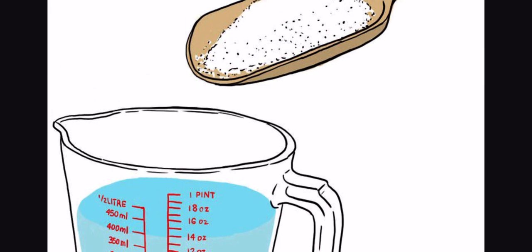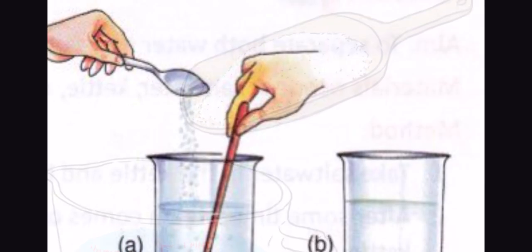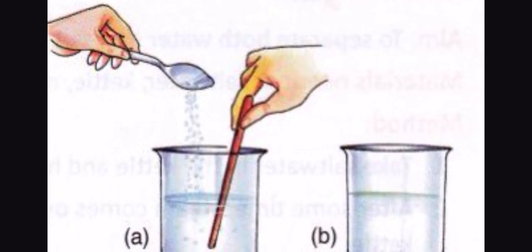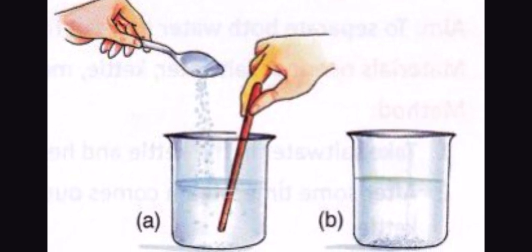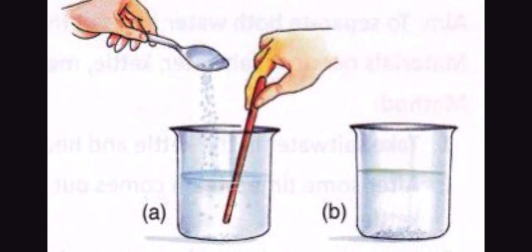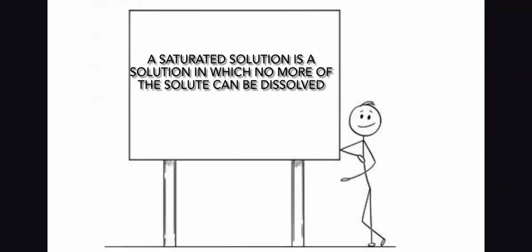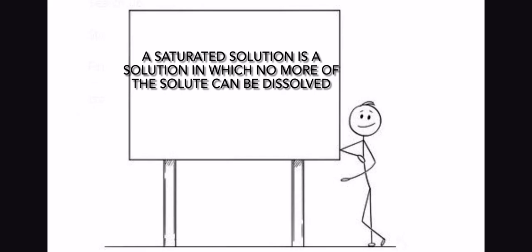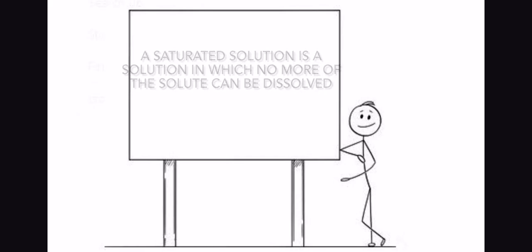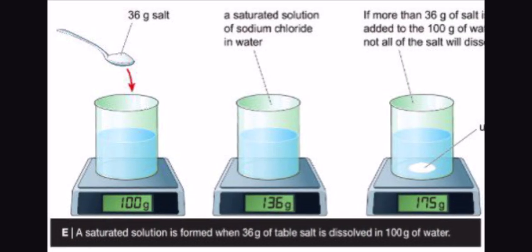And let me give you another example. If we keep adding spoonfuls of sugar to the water and stir the solution each time, what will happen after some time? Well, believe it or not, you will actually notice some grains of sugar at the bottom of the solution. This shows that no more sugar can be dissolved. We can say that the solution has become saturated. And a saturated solution is basically a solution in which no more of the solute can be dissolved.